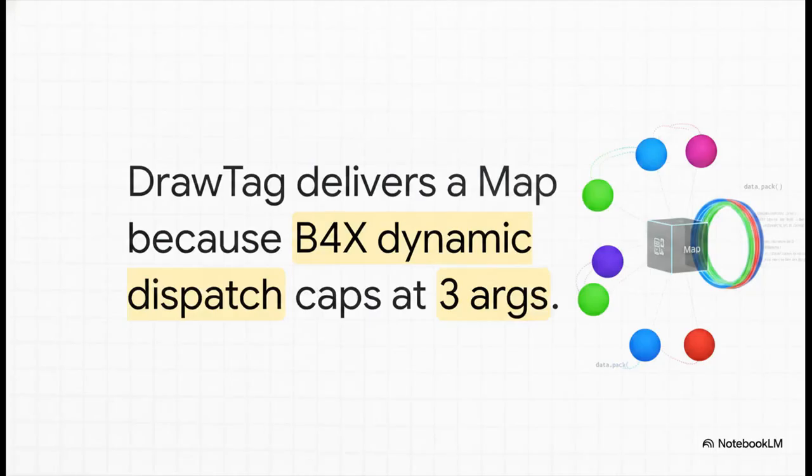Now here's a super interesting technical nugget. Why are all 5 of those variables shoved into a single map object instead of just being passed separately? Well, it's actually a really clever workaround for a limitation in B4X. See, B4X dynamic event dispatching using the call sub2 function maxes out at 3 arguments. Because we absolutely need to pass 5 distinct pieces of data, the component packs them into one single map structure. It bypasses the limit entirely and keeps the code super clean.